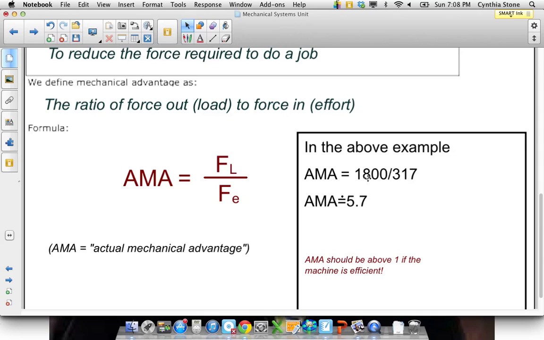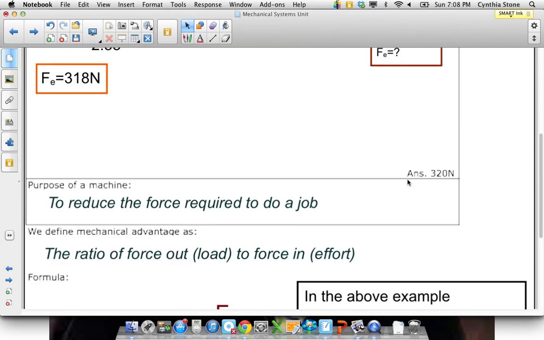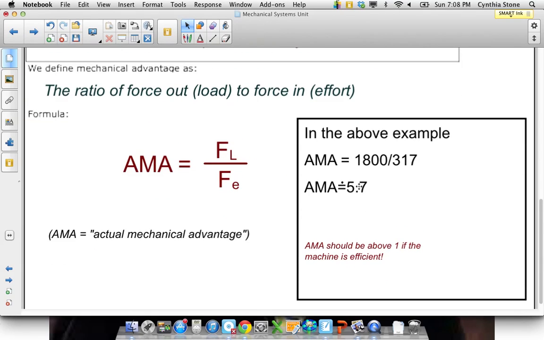Our load force was 1800 newtons in that first example, and our effort was 317 or 318. I put 317, but anyways, in the answer, your AMA is 5.7. That means you get a mechanical advantage of 5.7. So for every newton you put in, you get 5.7 out.